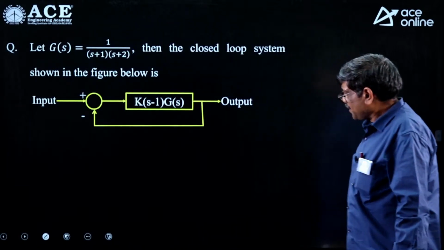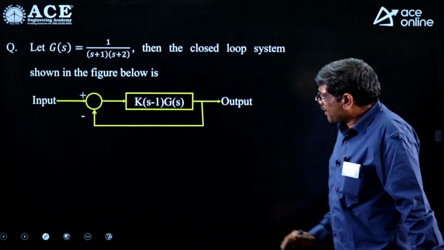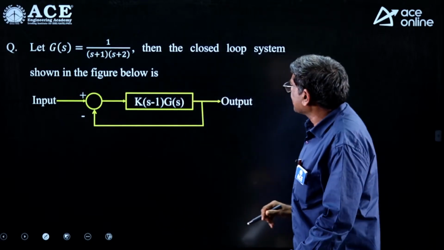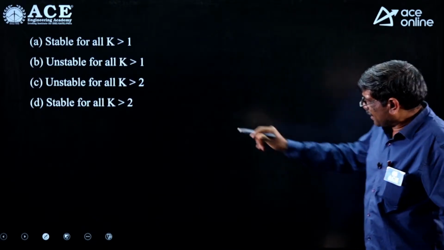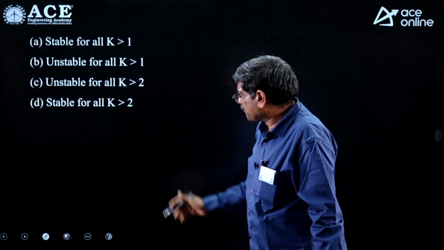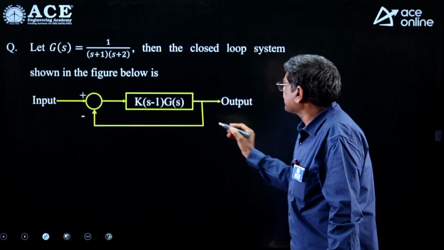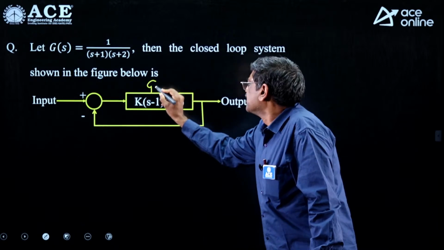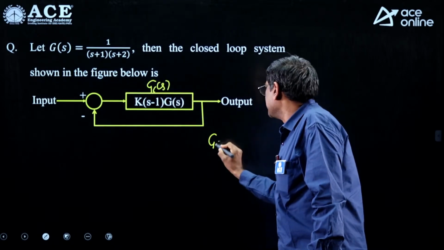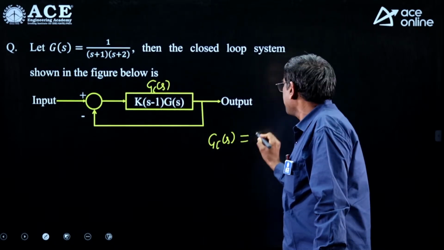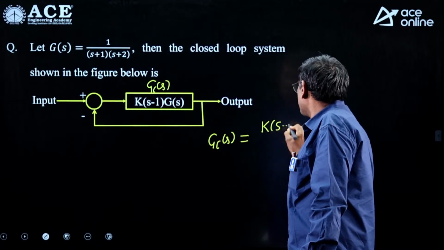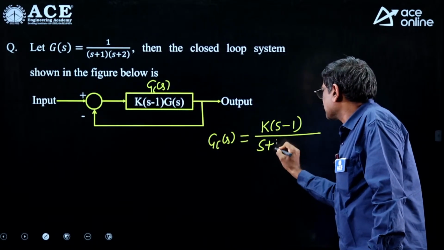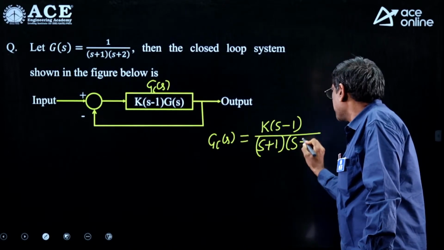Next, second question. So here a G of s and closed loop system is given. It is asking the what? It is asking the range of K for stability. So then you write here, G of s. If I write this block, I consider as Gc of s, for example, Gc of s equal to what I can write? K into s minus 1 into G of s divided by what? S plus 1 into s plus 2.